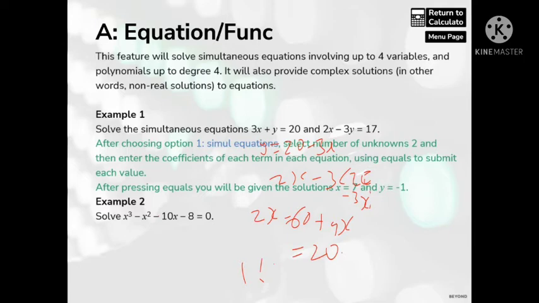So after choosing option 1, simultaneous equations, select number of unknowns, 2, and then enter the coefficients and press equals, and you get x is 7 and y is minus 1.